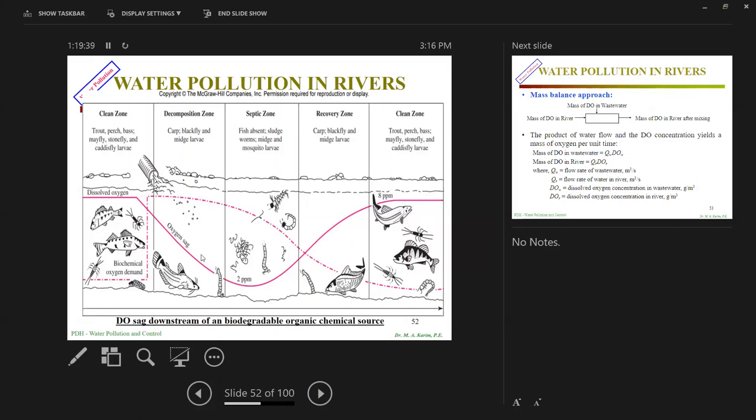So we are looking mainly at how much oxygen is over there. That will dictate whether there will be fish or not. This zone is called the clean zone. It's clean, and you see fish, some insects and everything. This is the decomposition zone, meaning decomposition is happening and oxygen is being used. And this is the septic zone, the lowest zone, where the oxygen amount is very low. The recovery zone is where it's coming back, then the clean zone. So this and this are desirable.